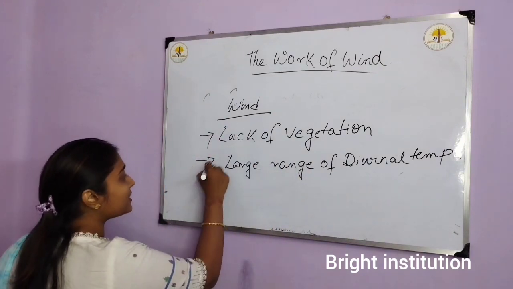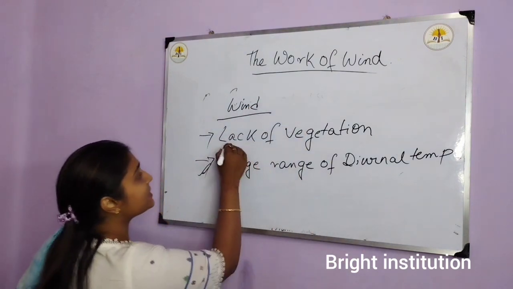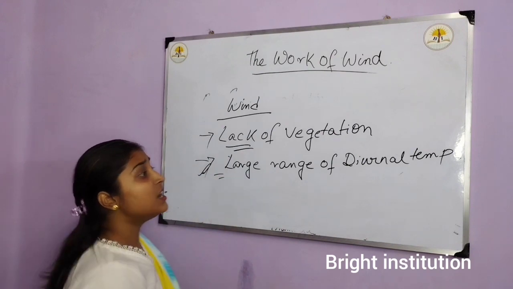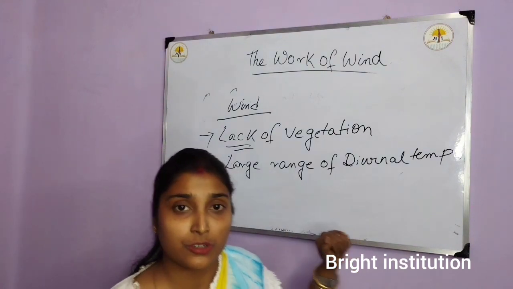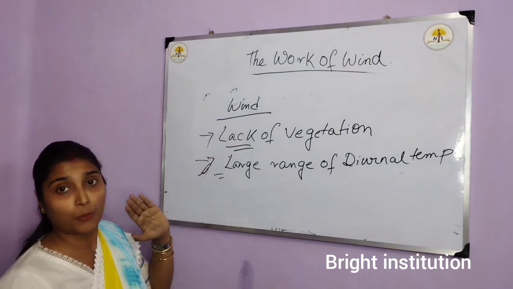So if you see these factors once again, that means the wind will be dominant in those areas. The first one is the lack of vegetation and the second one is the large range of diurnal temperature. So these are the areas where you will see the wind action is much more dominant.